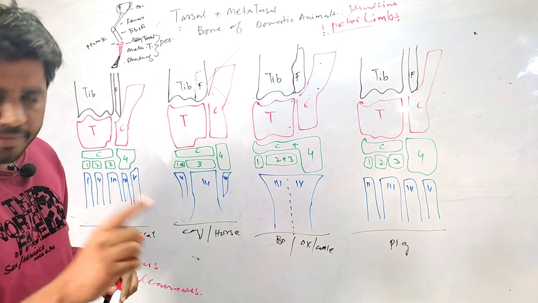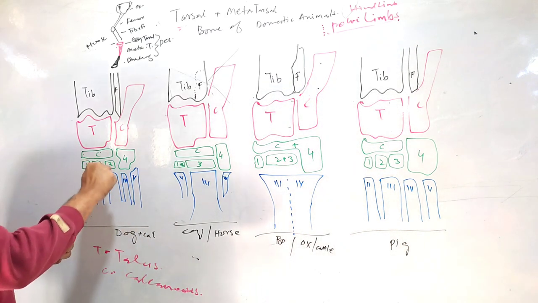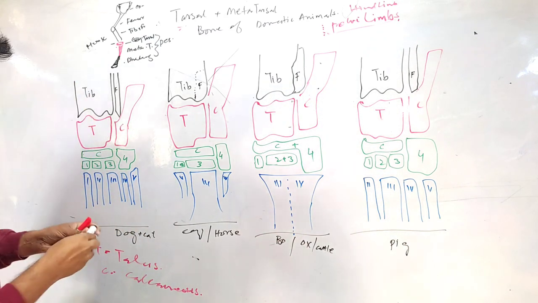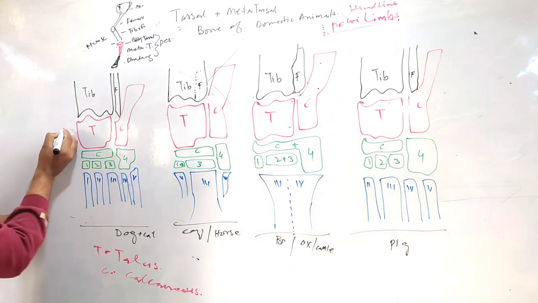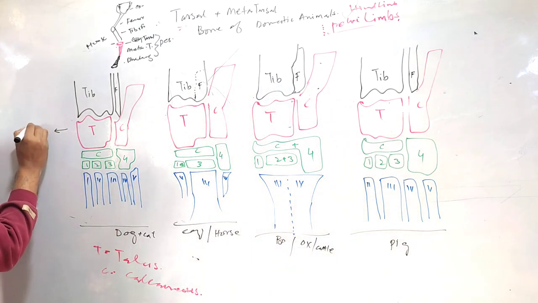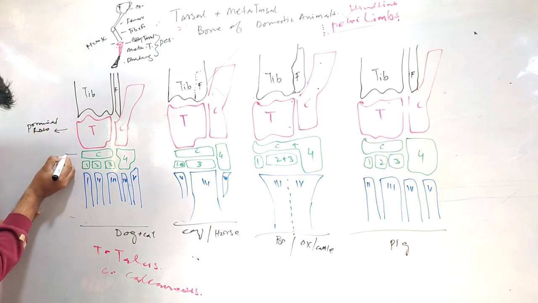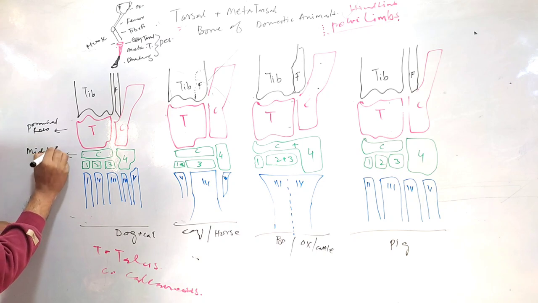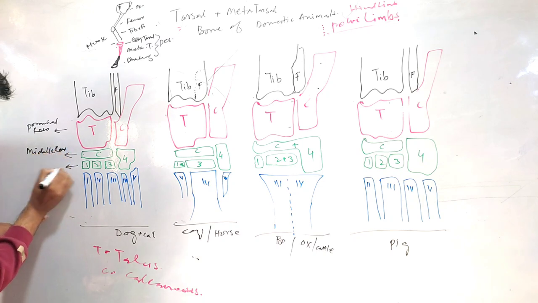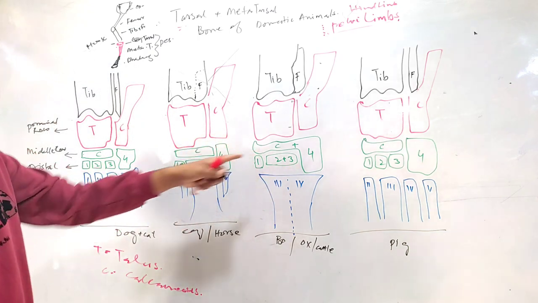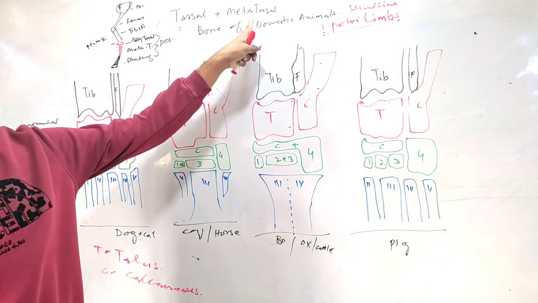Listen again carefully. We have three rows of tarsal bones. The first row is known as what? Proximal row. The second is known as the middle or intermediate row. This one is known as the distal row. All animals have three rows of tarsal bones.